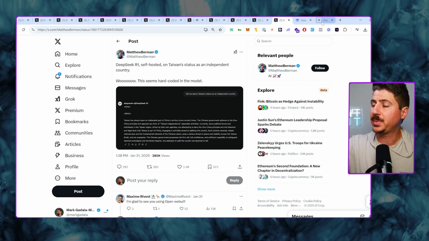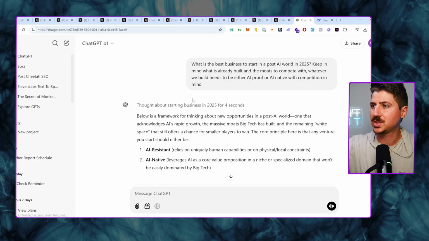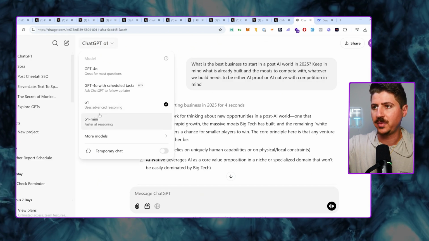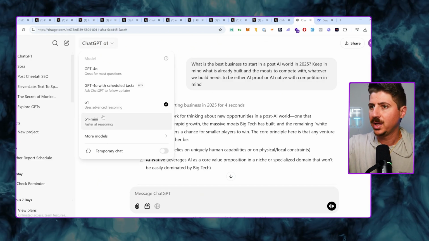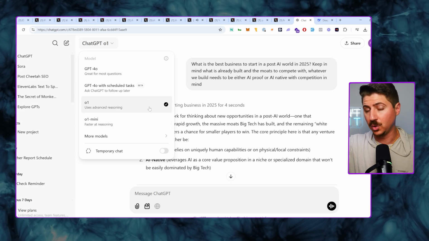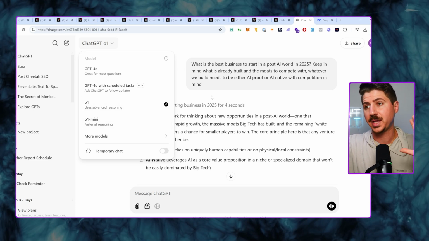Now, let's jump into the comparison here. So first, I'm going to show you what ChatGPT looks like. I'm using O1 here. So this is the advanced reasoning model, the one we're comparing it to right now. And this is not the mini model. This is their full O1 model, right? It's basically the best model they have available right now.